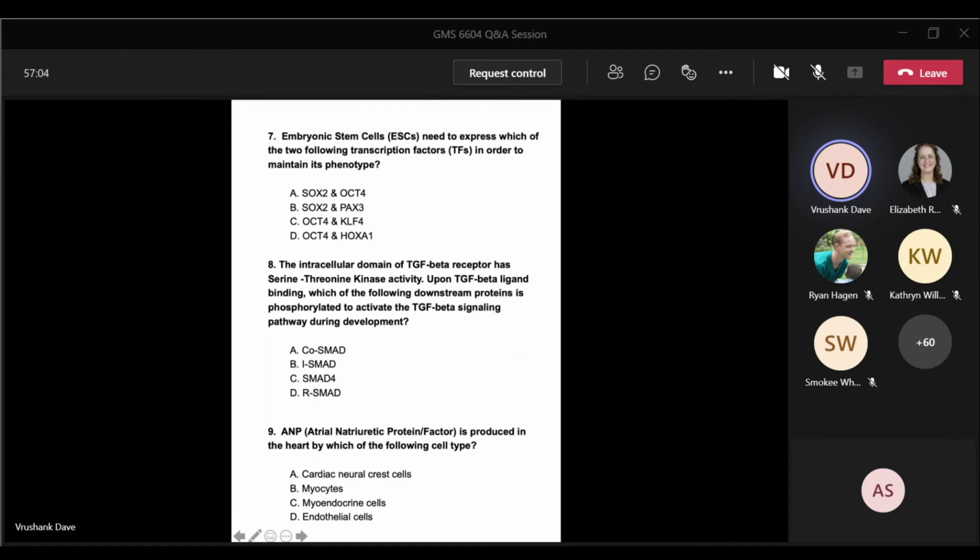And so it is. Somebody said A, right? Yes. Okay. And you know why? Because it is OCT4 and SOX2. Others, PAX, KLFs are not part of stemness. Okay. Now let's go to number 8. That's a signaling question now.